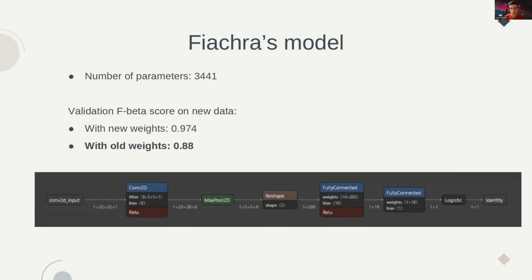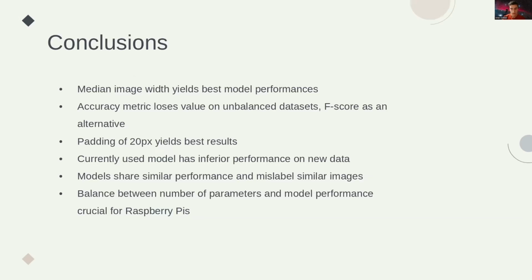With the currently used weights, it achieves a bit lower performance than the model that I have used. And when it is retrained on new data and new weights are acquired, then its performance is similar to the model I currently have. So in conclusion, models achieved best performances when median image dimensions were used. F-score is a preferred metric for unbalanced datasets. Padding of 20 pixels proved to be the best.